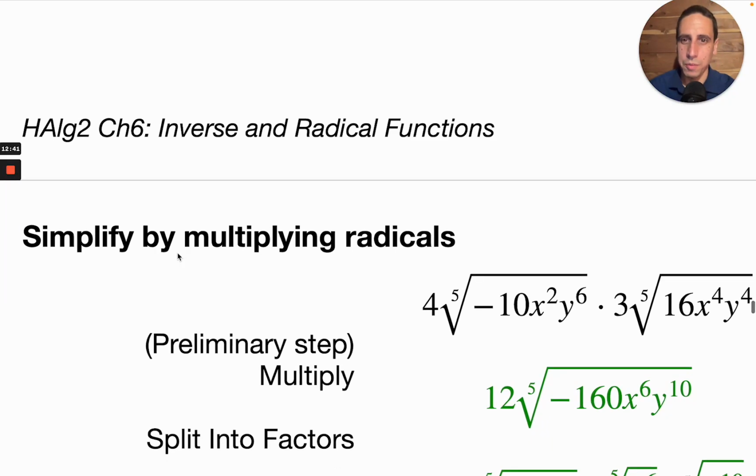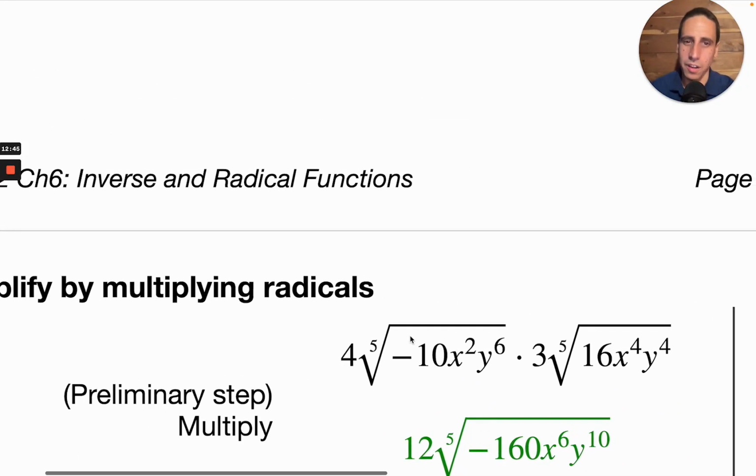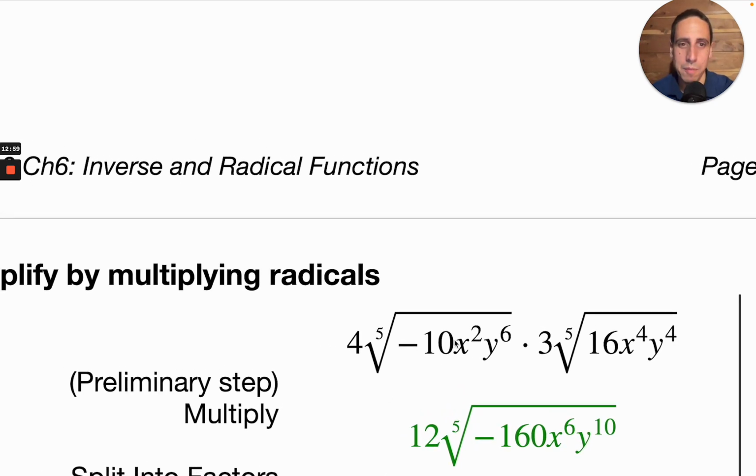All right, we're going to simplify by multiplying by radicals. So here we got this ugly honkin' mess. Look at all that stuff here. I think because this is a fifth root, a quintic root, and this is a fifth root, quintic root, we can multiply these two together and combine some things. So that's what we're going to do. As a preliminary step, we're going to multiply both of these together.